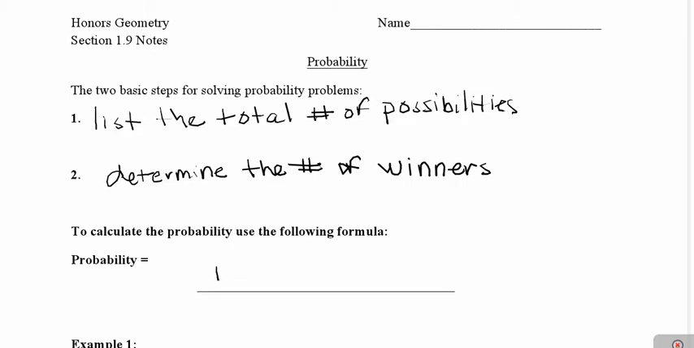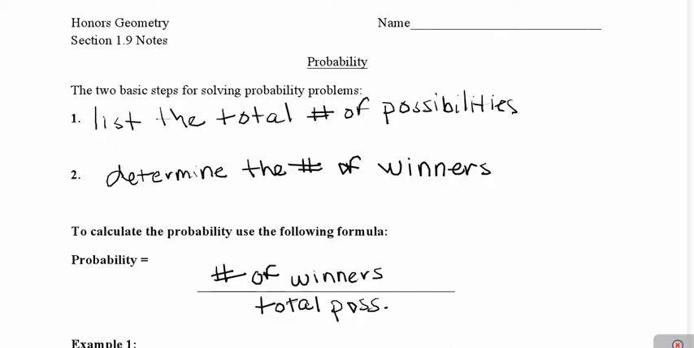So to calculate the probability, you're going to use the formula below. You're always going to start by setting up some sort of ratio, and the ratio should be set up as the number of winners over the total number of possibilities. So your final answer is always going to be some sort of reduced fraction.